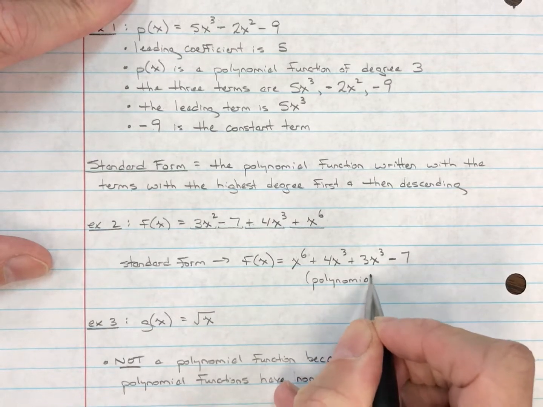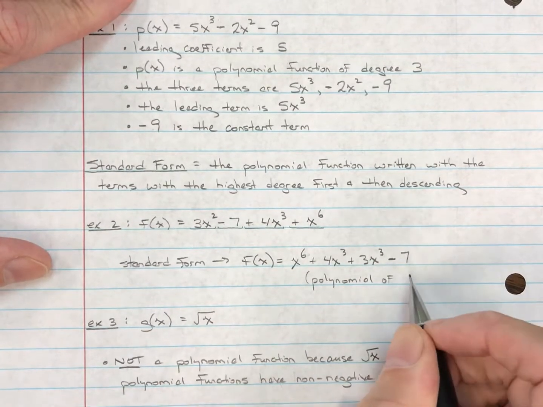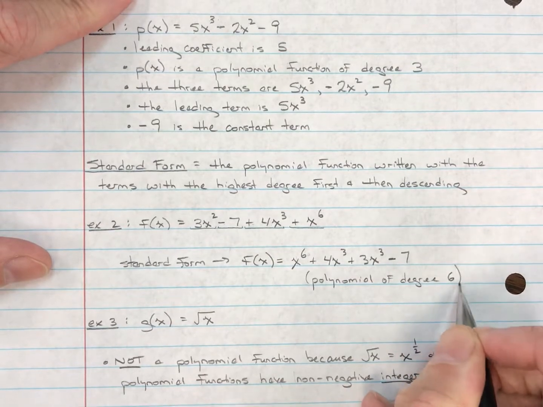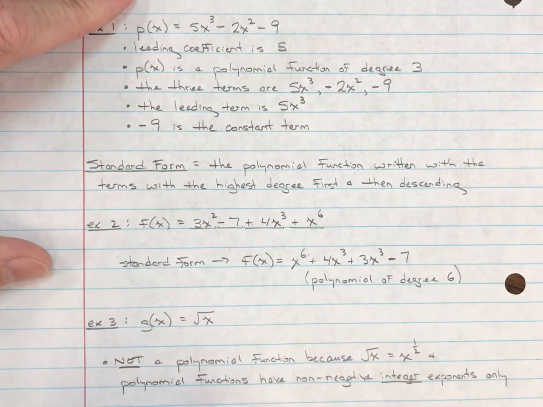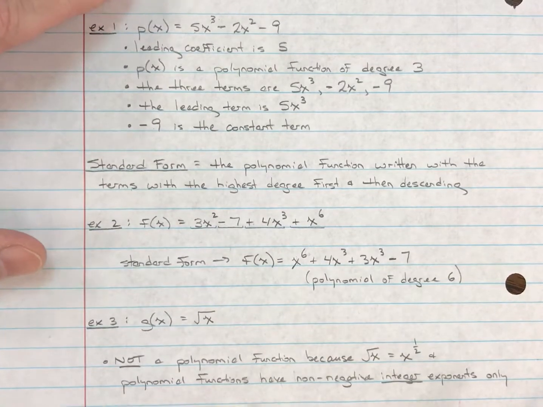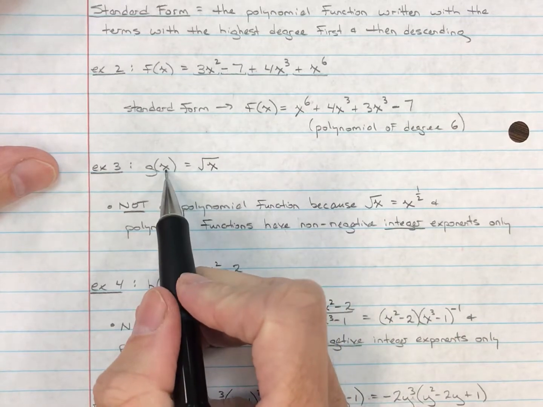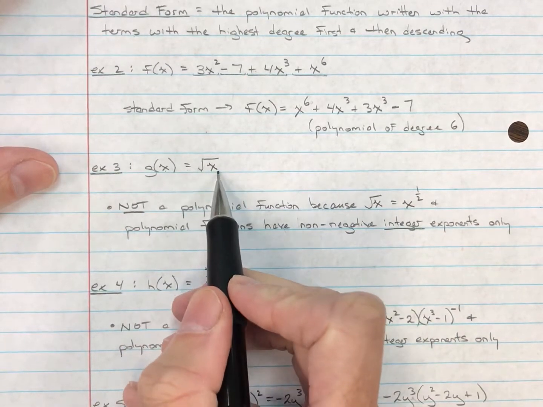Polynomial of degree 6. The largest degree is the degree of the polynomial. All right, example 3. G of x equals the square root of x.